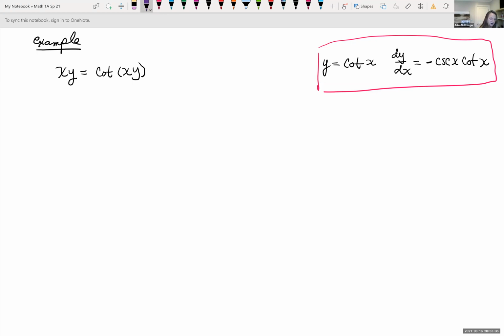So let's just write out the product rule. The product rule says take the derivative, d dx, of the first, which is x, times the second, which is y, plus the first, x, times the derivative of the second, so d dx of y, equals the derivative of cotangent, d dx of cotangent of xy.